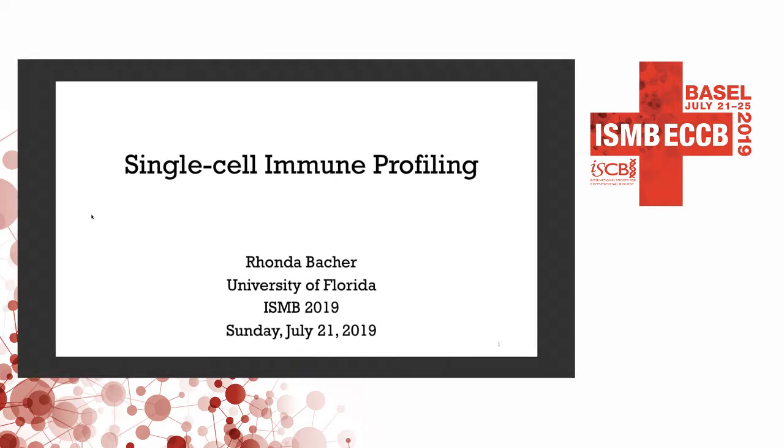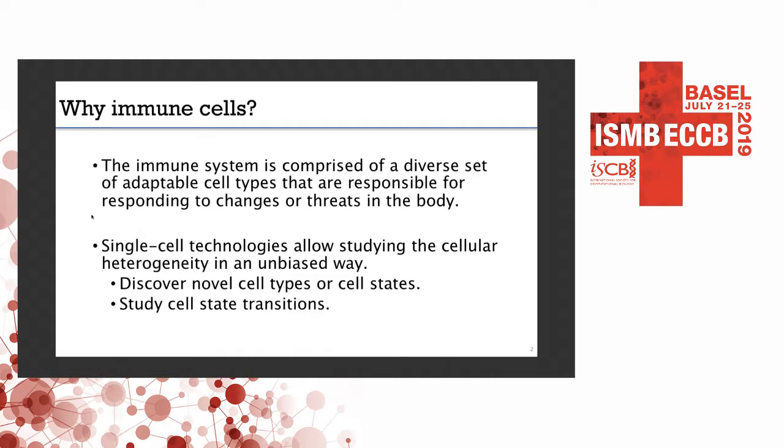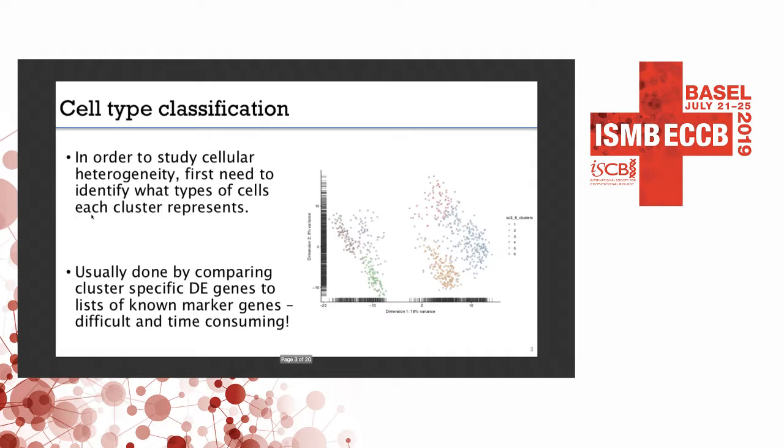Okay, so I'm going to transition now into talking about single cell for immunology or immune profiling. Why immune cells? The immune system is comprised of a diverse set of adaptable cell types that are responsible for responding to changes or maintaining a healthy system in the body. Single cell technologies offer us the ability to study the cellular heterogeneity in an unbiased way. This means we can discover new cell types or cell states or cells transitioning between cell types, for example. I wanted to briefly mention cell type classification.